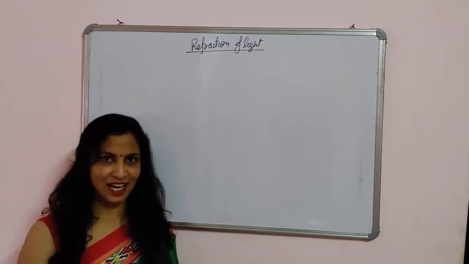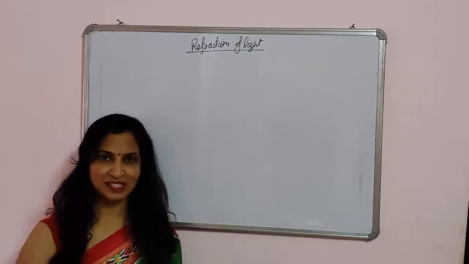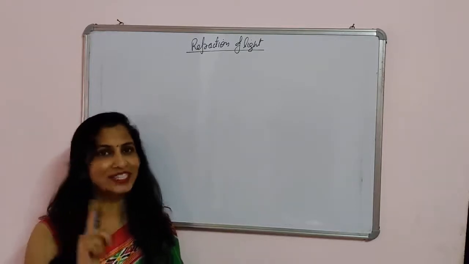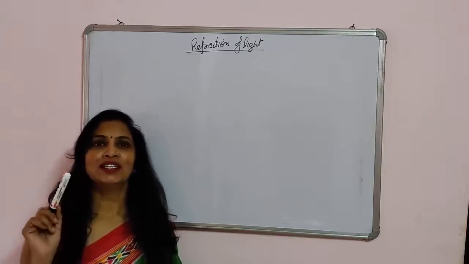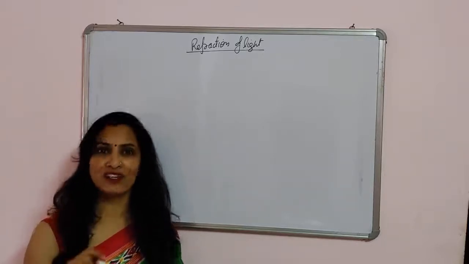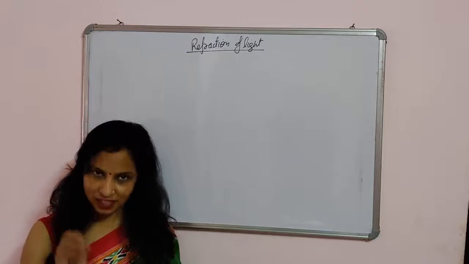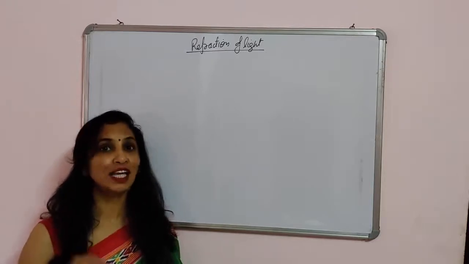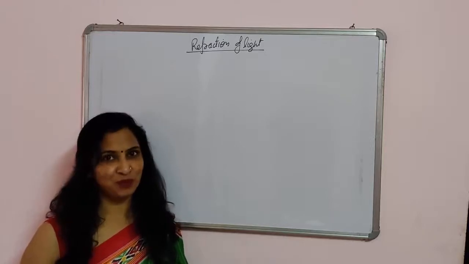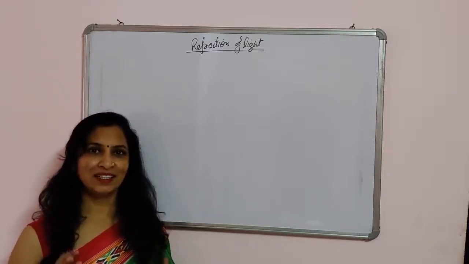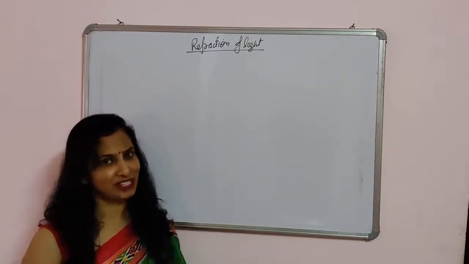lenses. And we have learned we have two types of lenses in our syllabus, that is the convex and the concave lenses. So in the last lecture I explained to you the image formation by the convex lens, different definitions related to the convex lens and the image formation by the convex lens. In this part of the video, we will study the sign convention of the convex lens.